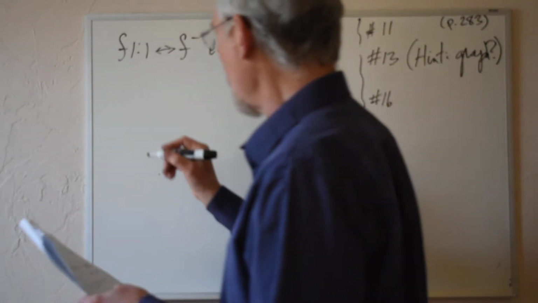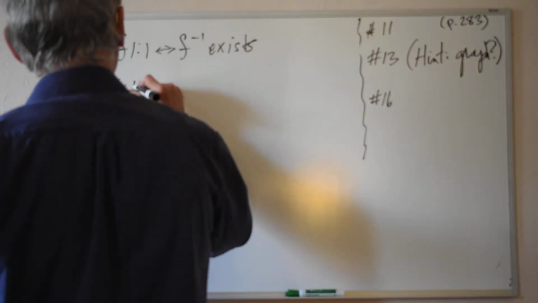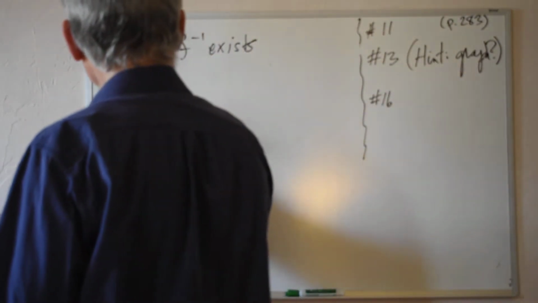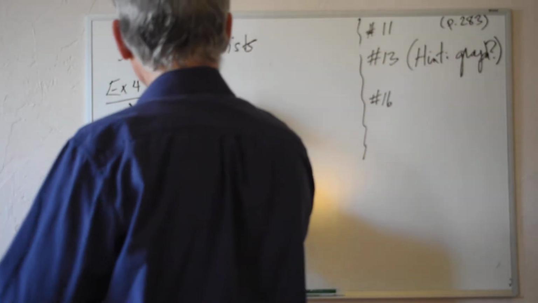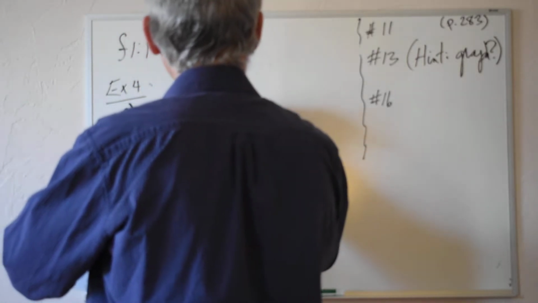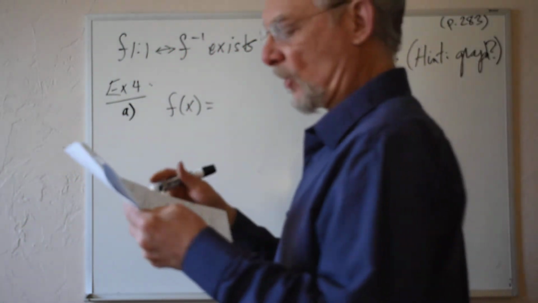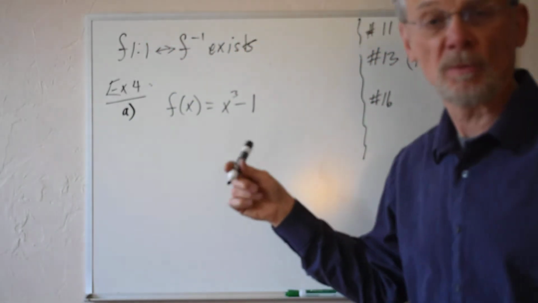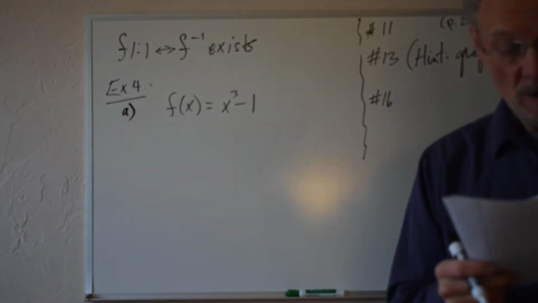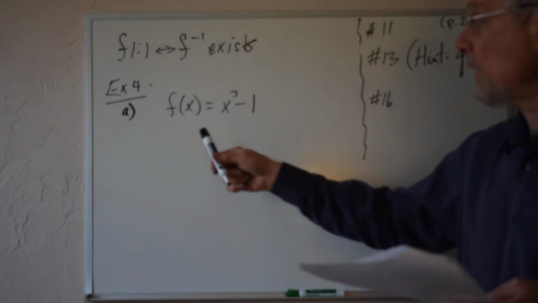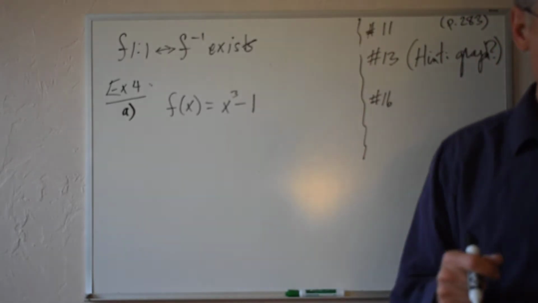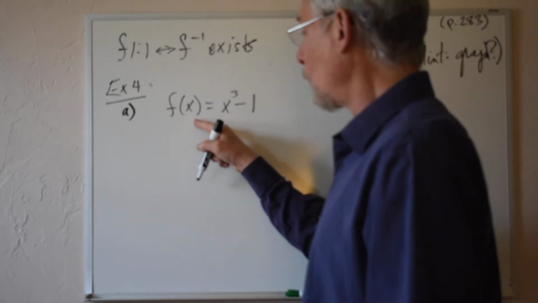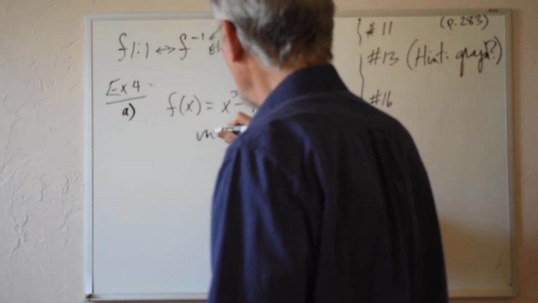Let's look at example 4. Part A. The function f of x equals x cubed minus 1, and we're asked to determine if it has an inverse. Well, in example 3, we worked with this very same function, and we showed that it is a one-to-one function. Therefore, since it's one-to-one, it also has an inverse.